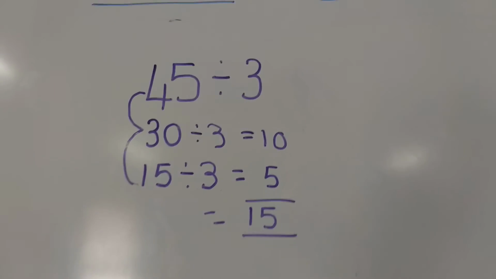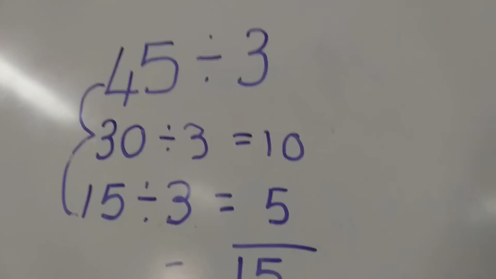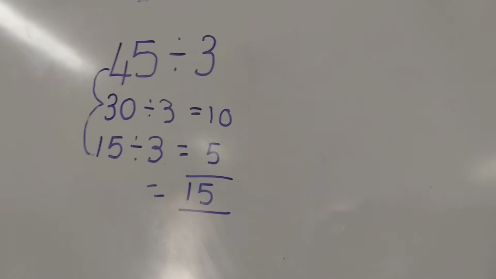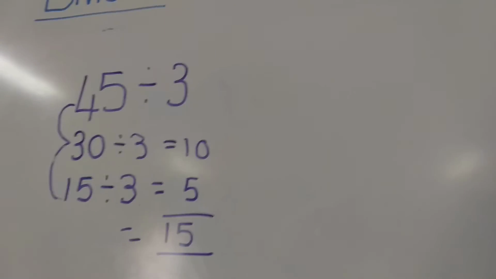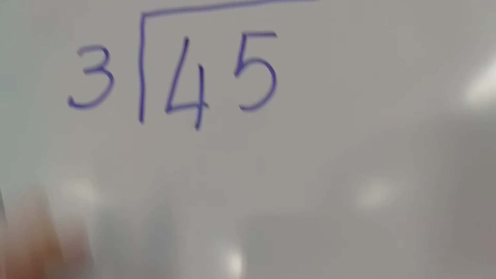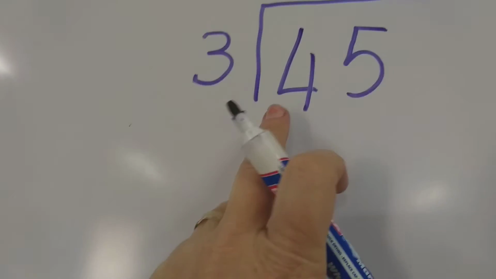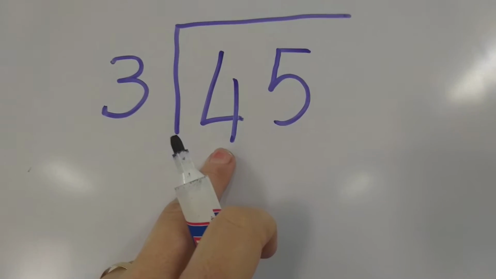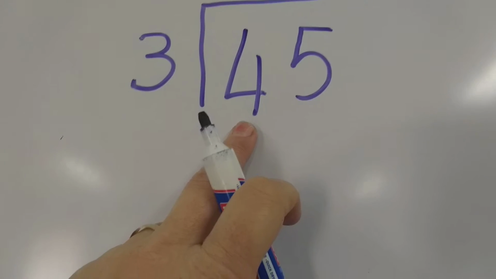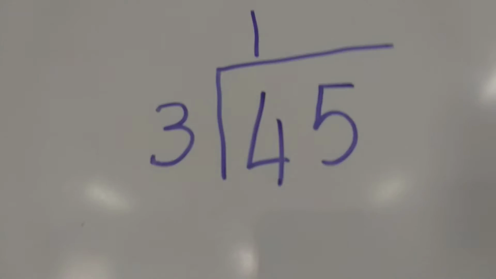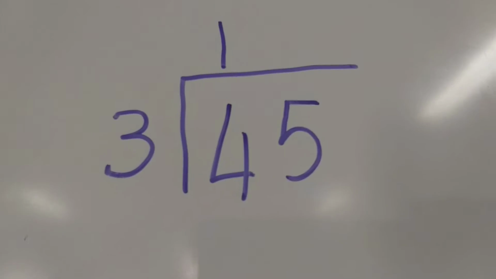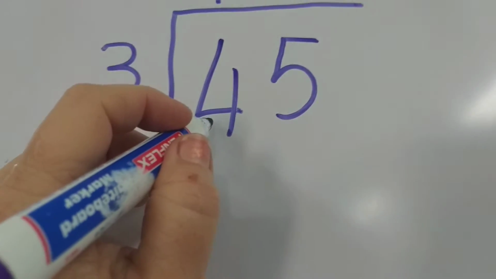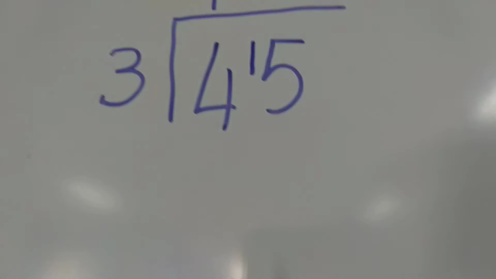Now, I know your parents will say to you, why don't we just use the old method of division? So let's have a look at the old method of division. You would set it out like this. That means divide. And you would start dividing by the tens, and you would say, how many times does 3 go into 4? And your answer would be that 3 goes into 4 once, but now there's a remainder.